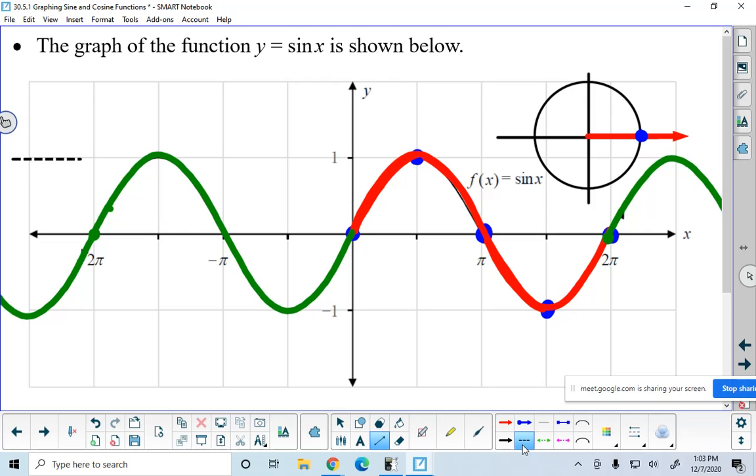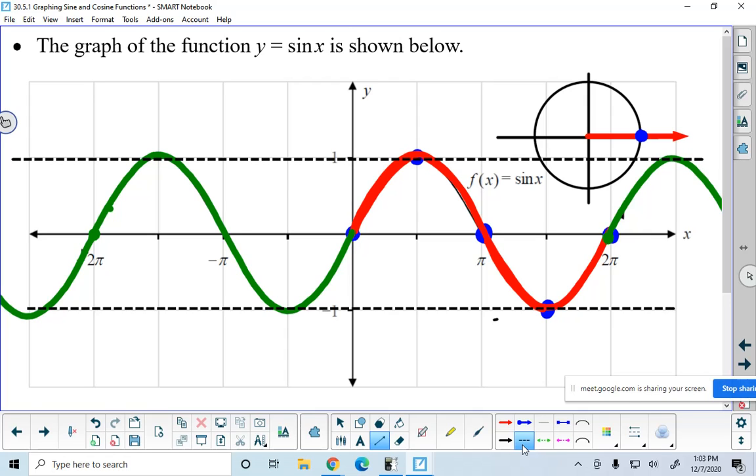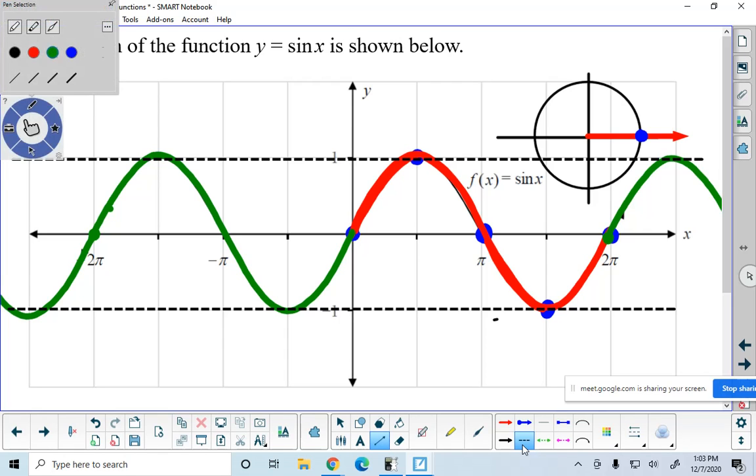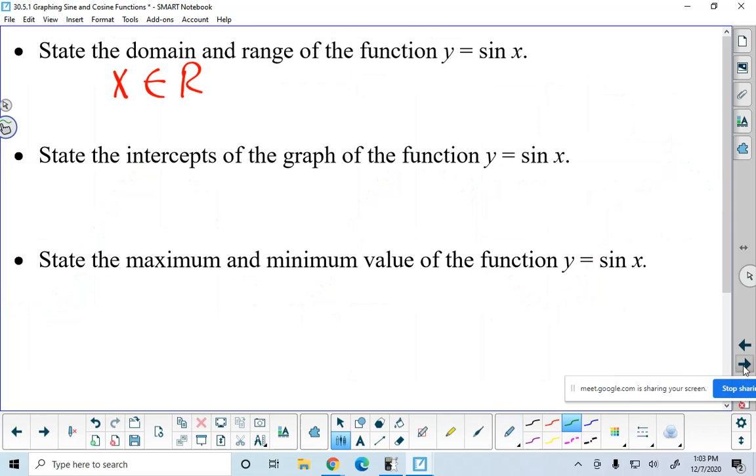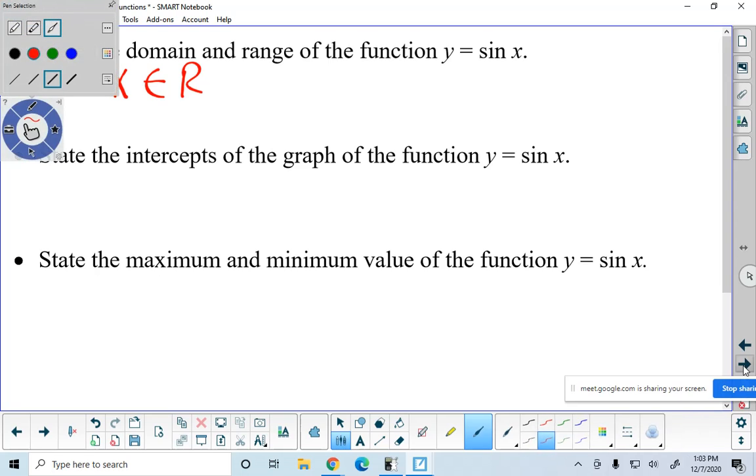This graph peaks at 1 and it valleys at -1. The graph actually does have y coordinates of 1 in places, and it actually has y coordinates of -1 in places, but it doesn't have y coordinates outside of that range. It's everything from -1 and including -1 up to and including +1. So the range is -1 is less than or equal to y, which is less than or equal to 1.